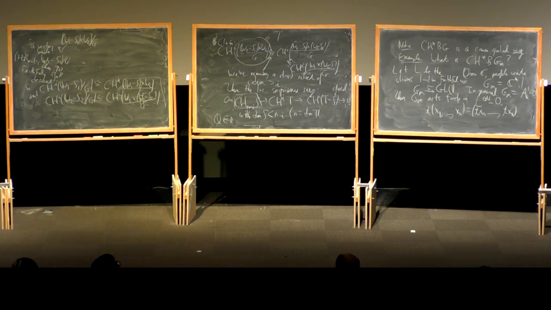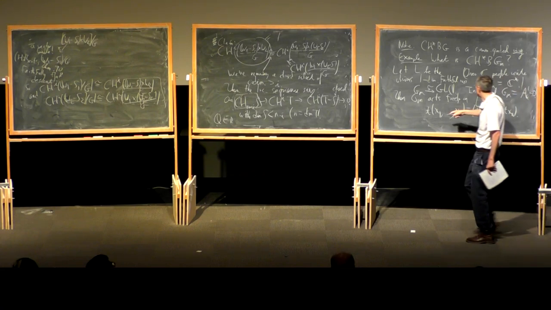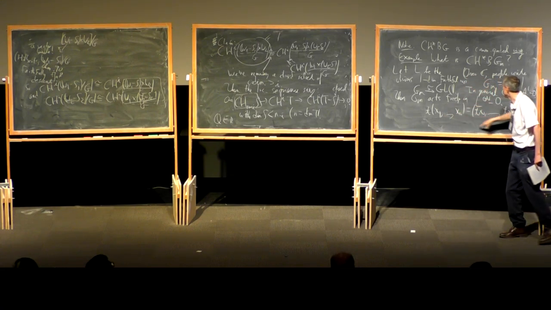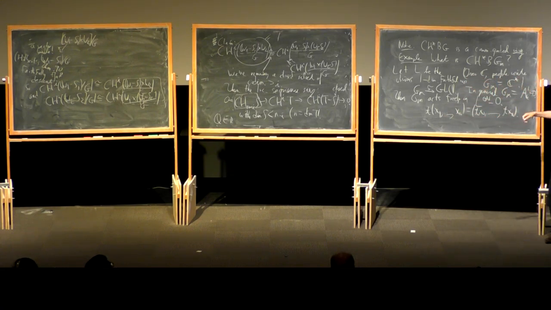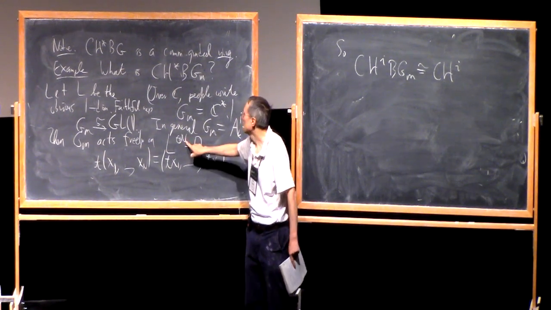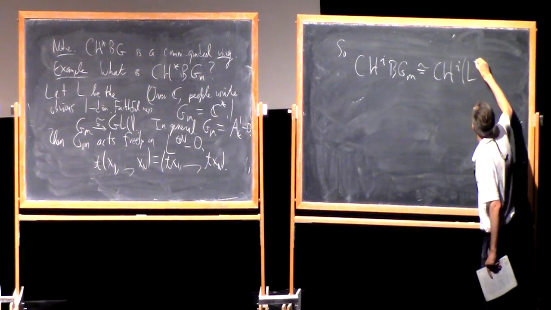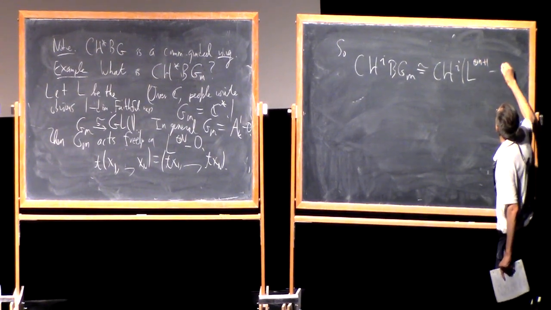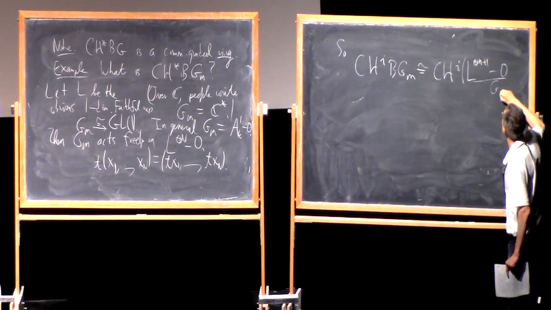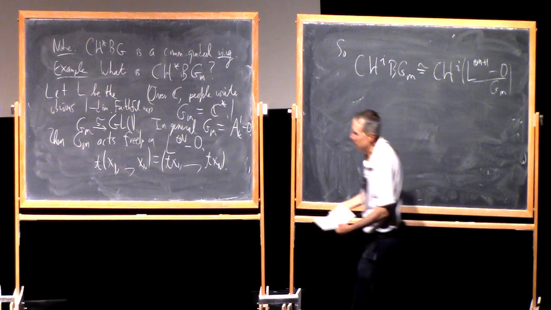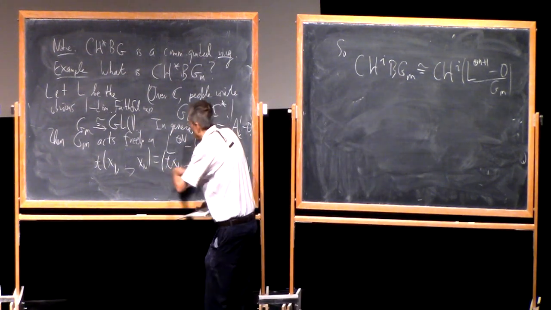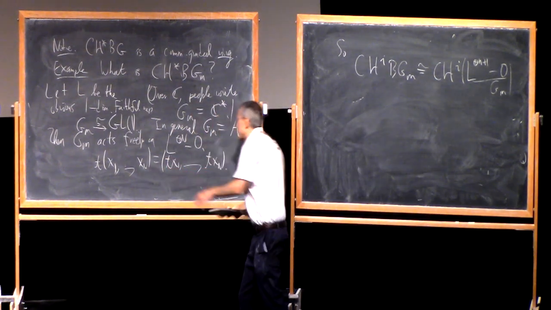So Chow^i of the classifying space of the multiplicative group is the same thing as Chow^i of the quotient. I just need to choose a representation such that this action is free in codimension greater than i, so I could take this capital N to be i plus 1. So I'm basically taking L^(N+1) minus the origin, divided by G_m. But this is the standard action that defines projective space.